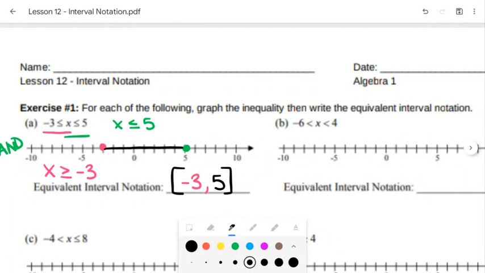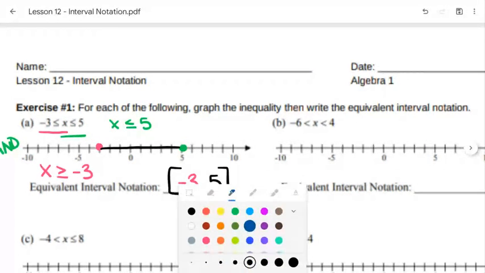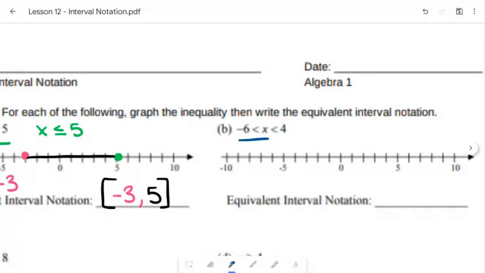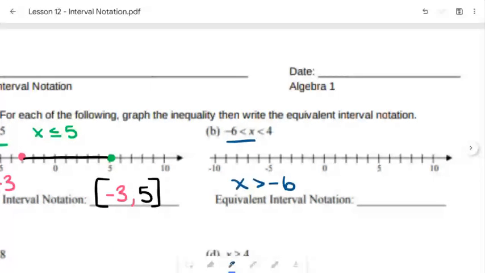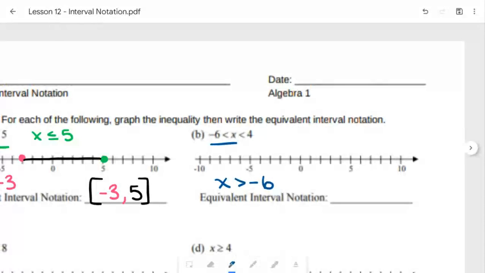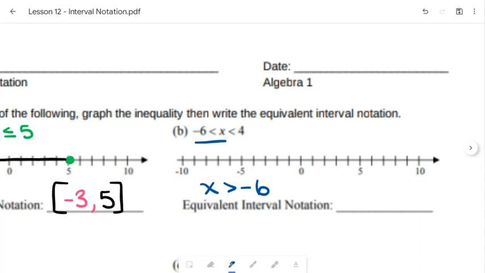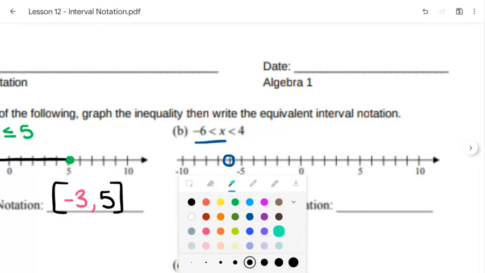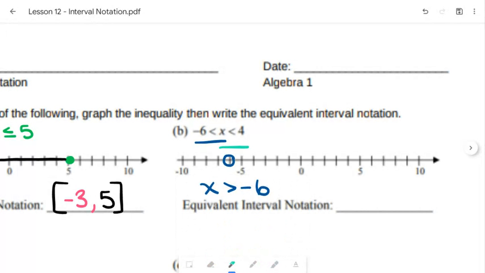And let's follow up here in the next one as well. So in the next part, we have -6 is less than x, which is just equivalent to x is greater than -6. I'm just changing the sign because I'm changing the order of the x and the -6. It's a greater than, so it's an open circle at -6. And then we have x is less than 4, so it's an open circle at 4.